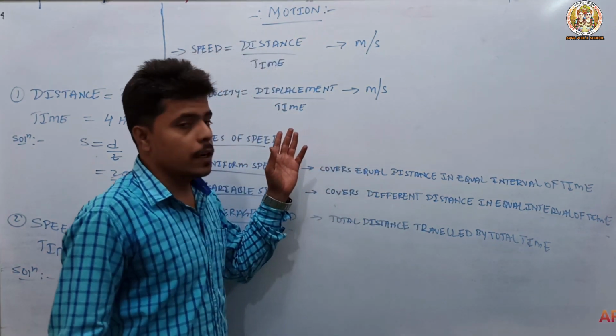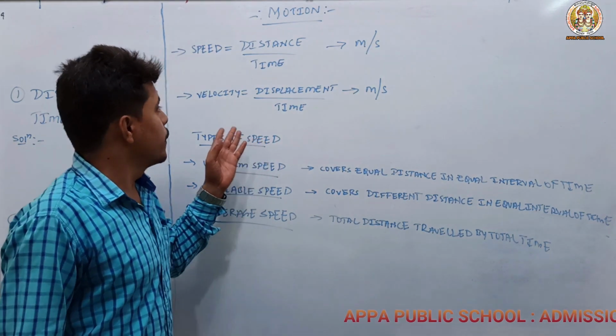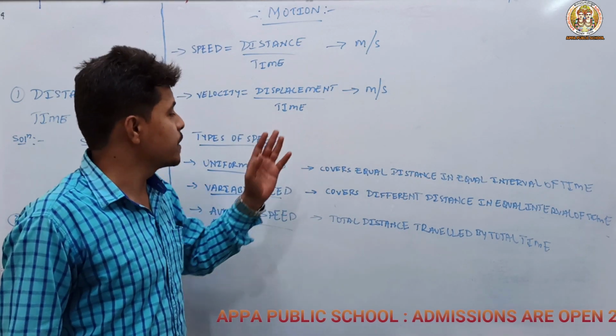So you can see here, speed is equal to distance traveled by time taken, SI unit is meter per second, and velocity is displacement by time taken, SI unit is meter per second.